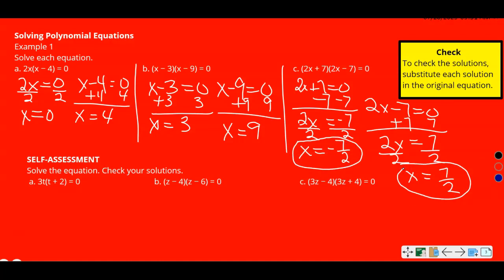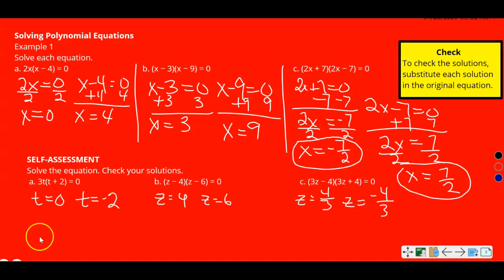All right, so to solve an equation, use the zero product property, set each factor equal to 0, and solve. I do want you to try this. Pause the video, do the self-assessment, and then come back to check your answers. All right, hopefully you took a little time to do these on your own.